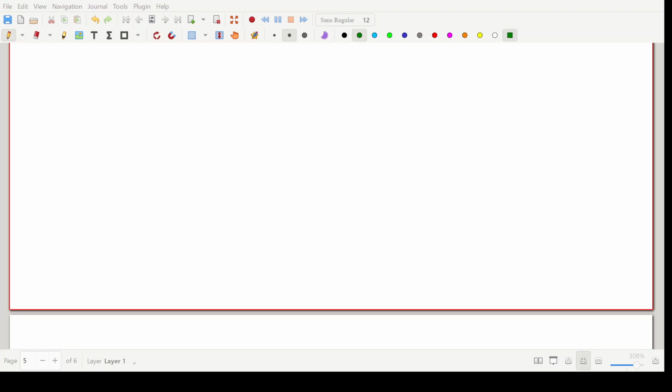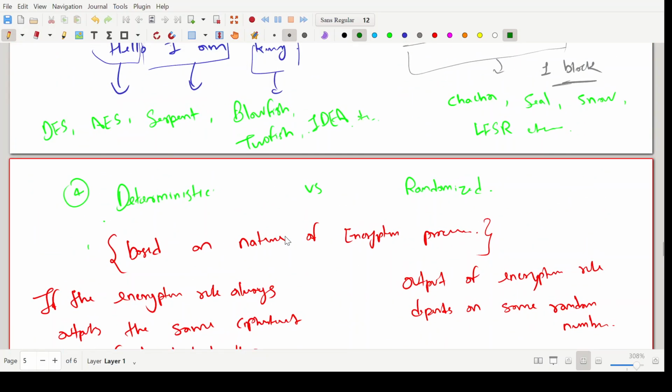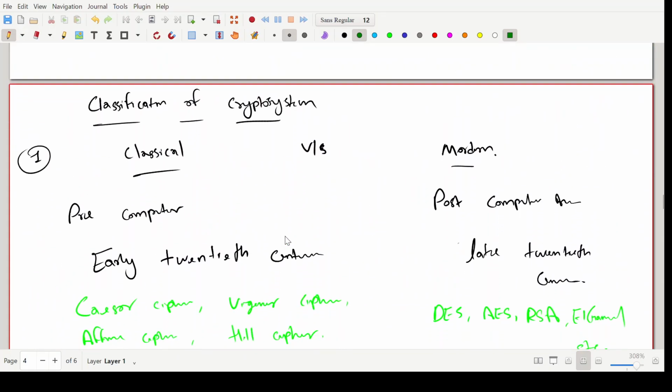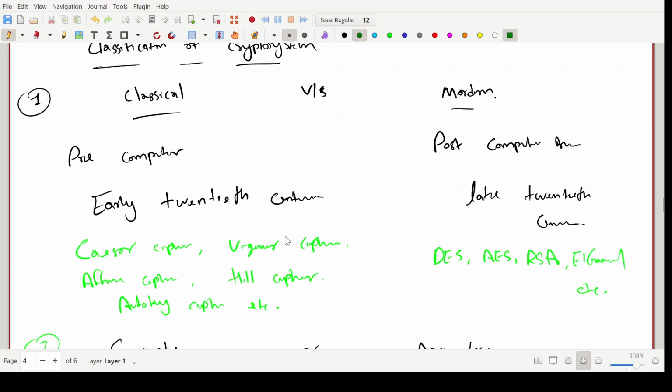Hello, welcome back everyone. So let me quickly recall. In the last class, we saw the classification of crypto system. There are five different classes in which we can classify. The first one is based on your computer era.